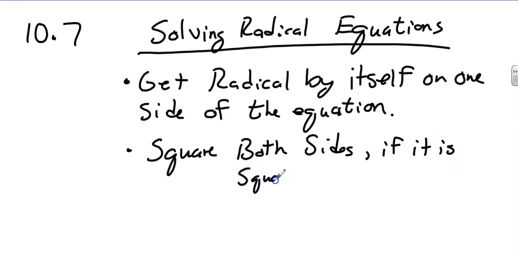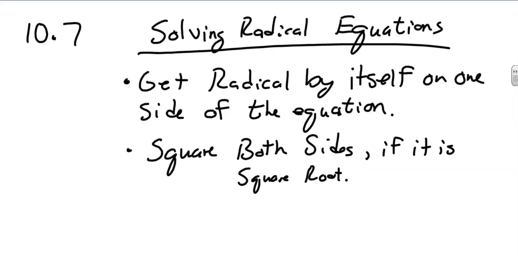Now, I have to say this is if it's a square root. If it was a third root, then we would take everything to the third power. If it was a fourth root, you would take everything to the fourth power. Whatever the index is, that's what you raise both sides to. Everything we're doing here in 10.7 is square roots, so we're going to be squaring everything. That's pretty much the whole thing you're going to do.